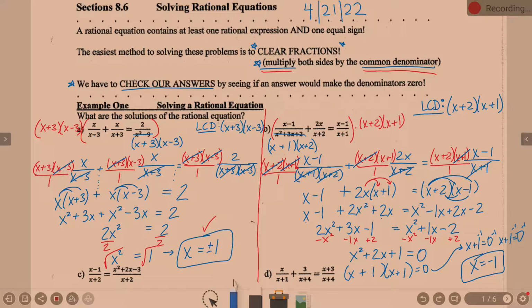And we always, last step today, check your solution. Is -1 okay? No? Why not? If I take -1 and put it in this denominator right here, -1 plus 1 is 0. That's a problem. I can't have 0 in the denominator. My restrictions on the variable would tell me that x cannot equal -1 and -2.